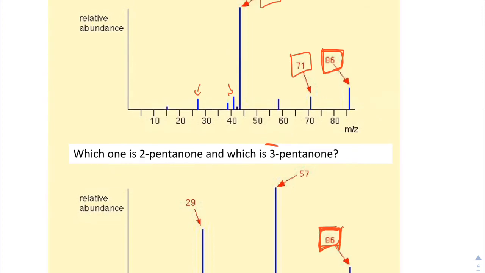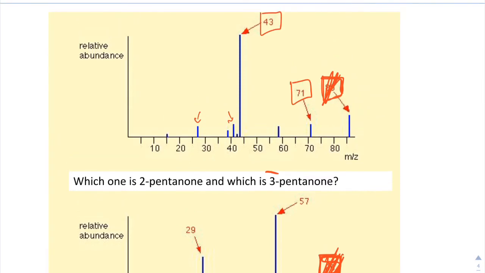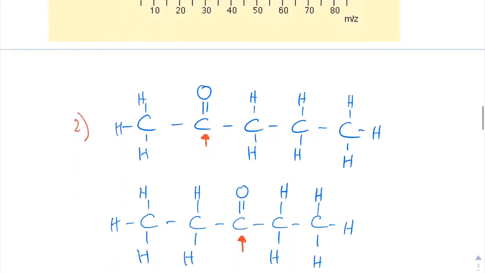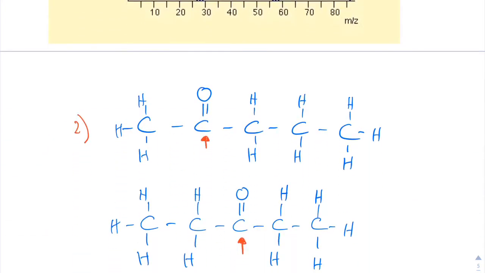So those I'm going to kind of ignore here. They're not going to help me. I've got to get to these other peaks. And so what I want to start doing is looking at my structures and saying, where could they break? What are some options where they break that might help me distinguish between them?